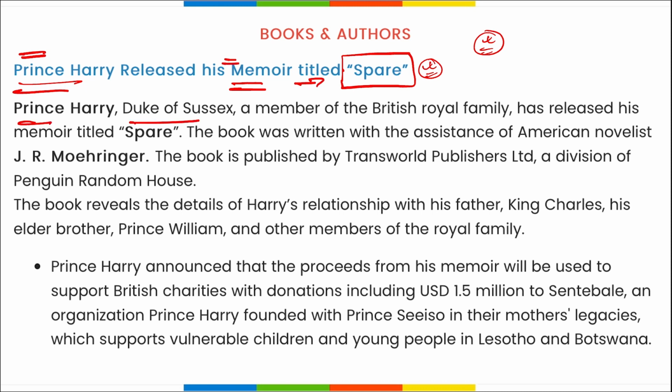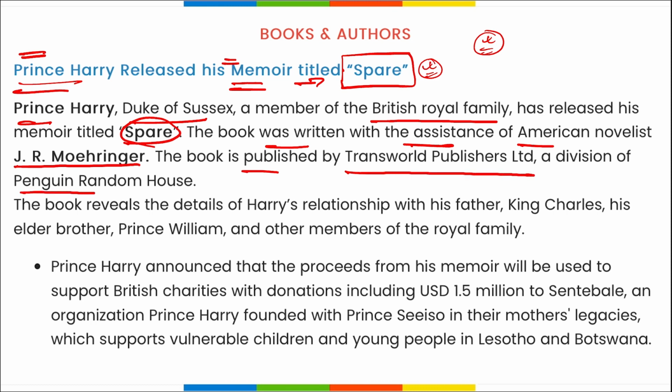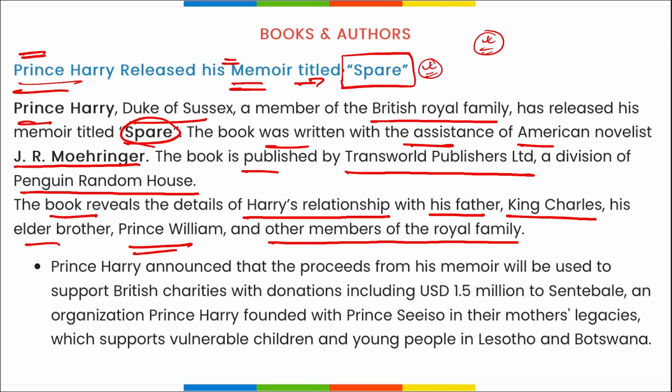Prince Harry, the Duke of Sussex, a member of the British royal family, has released his memoir titled Spare. The book was written with the assistance of American novelist J.R. Moehringer. The book is published by the Transworld Publishers Limited, a division of the Penguin Random House. The book reveals the details of Prince Harry's relationship with his father, King Charles, his elder brother, Prince William, and another member of the royal family.